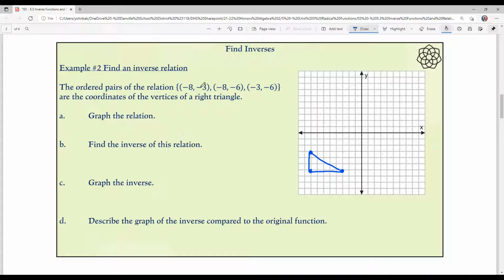All right, find the inverse of the relation. The inverse is when you swap the ordered pairs. So the first ordered pair becomes (-3, -8). The second ordered pair, (-6, -8). And the third ordered pair is (-6, -3).